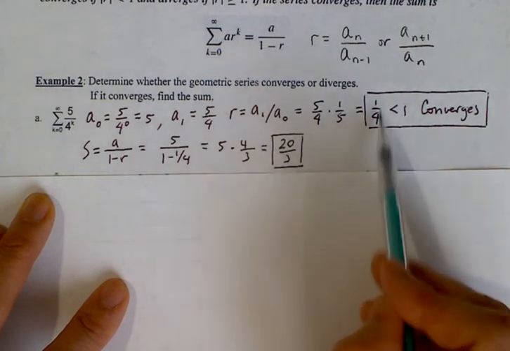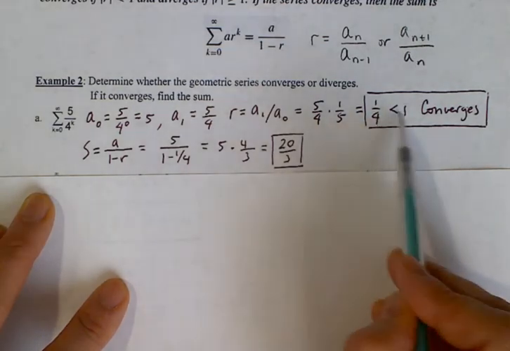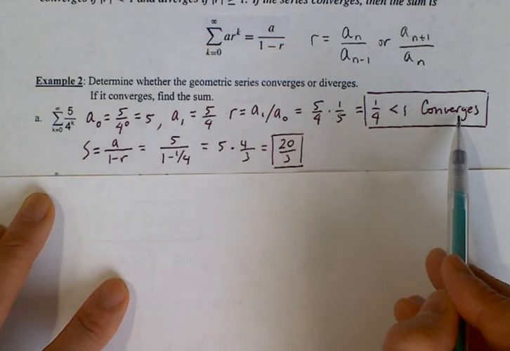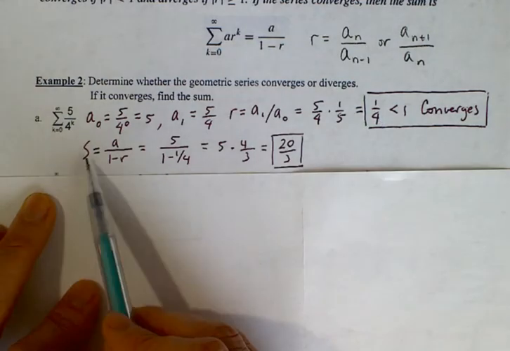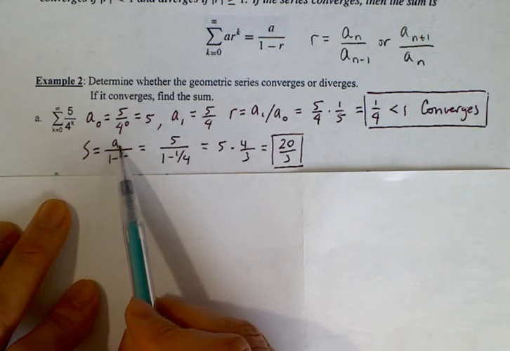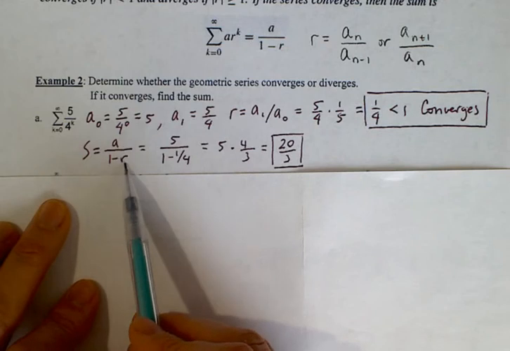So you take a current term and divide it by the previous. I get the common ratio to be 1/4, which is less than 1, so I know that it converges. You can get that answer about converging and diverging from the r value. Then I'll use the formula for the sum that I derived.